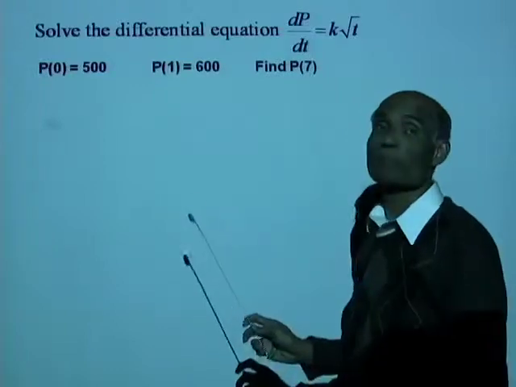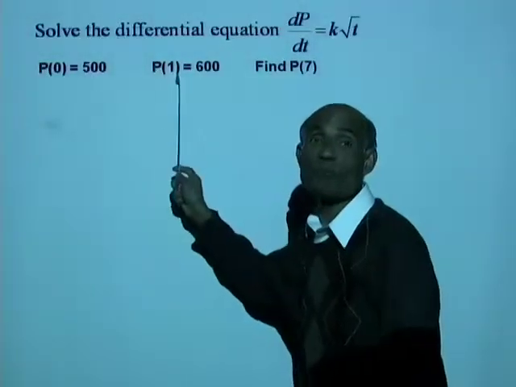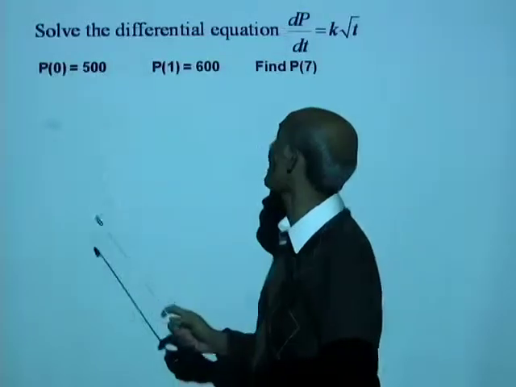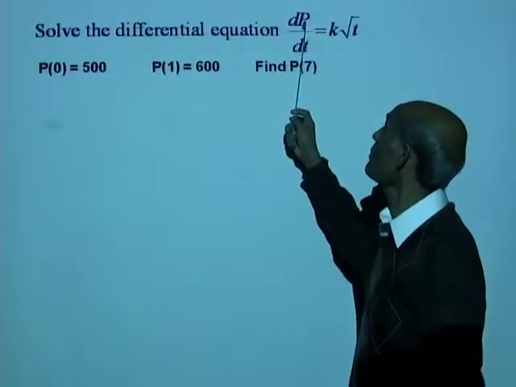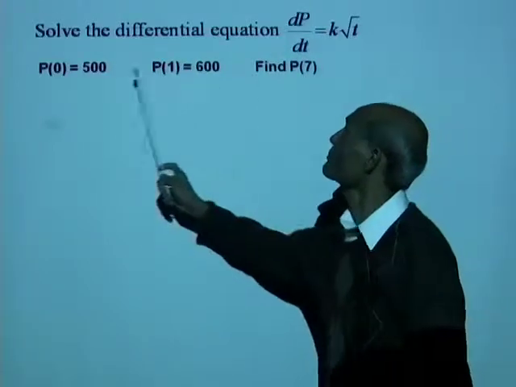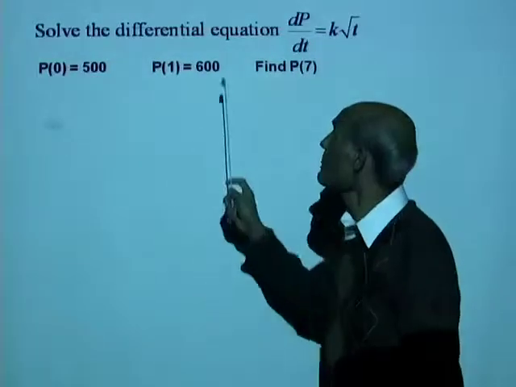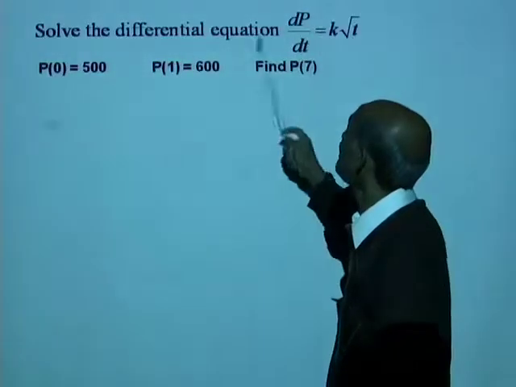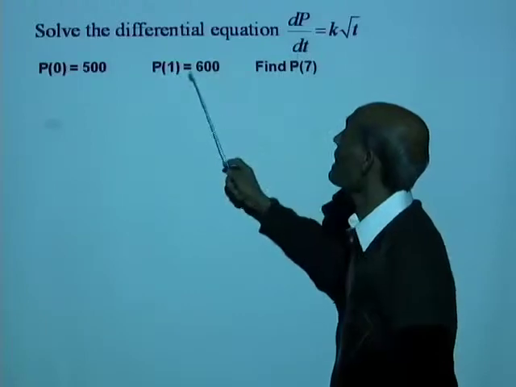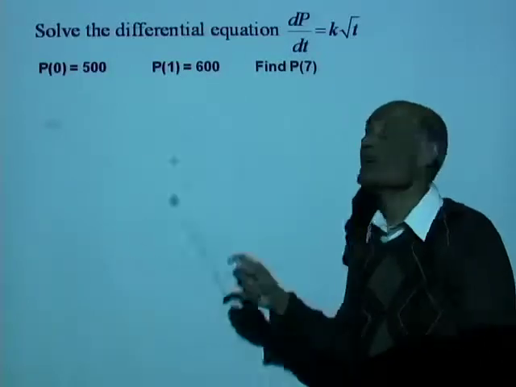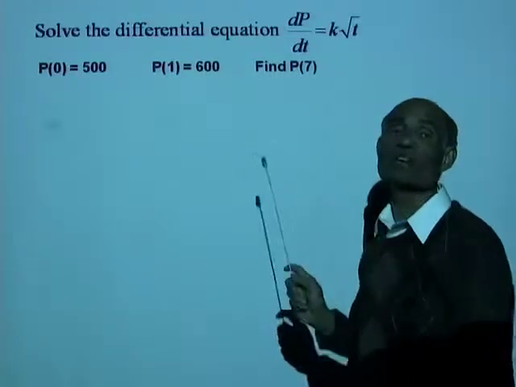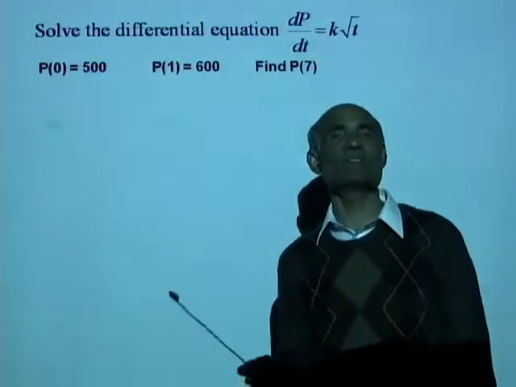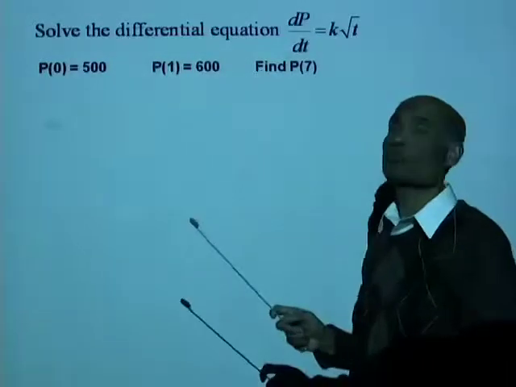There you are. And we are given some of these values. What does that mean? P of 0 equal to 500. It means the value of p when t equal to 0 is 500. P of 1 equal to 600. The value of p when t equal to 1 is 600. That's what it means. Find p of 7. Find the value of p when t equal to 7. That is the meaning of this problem.